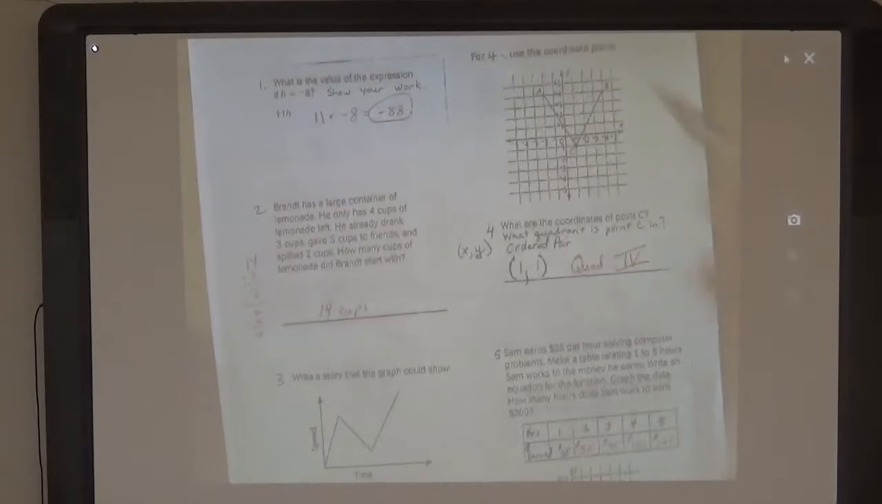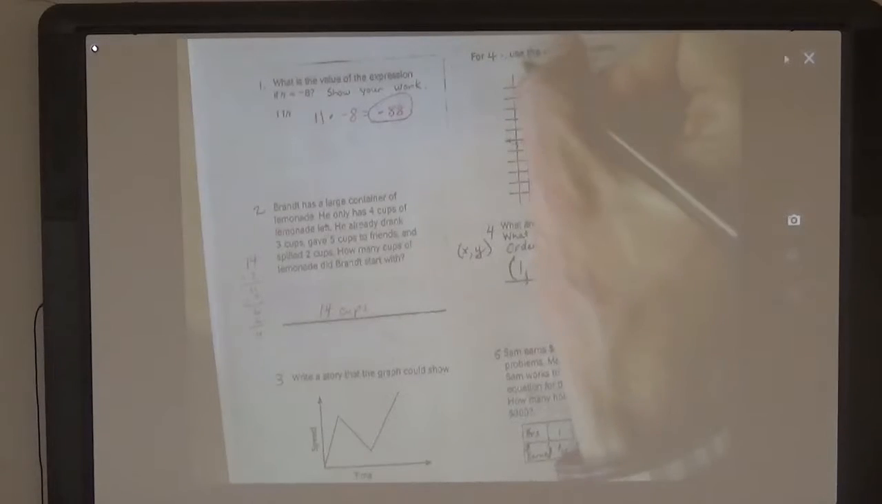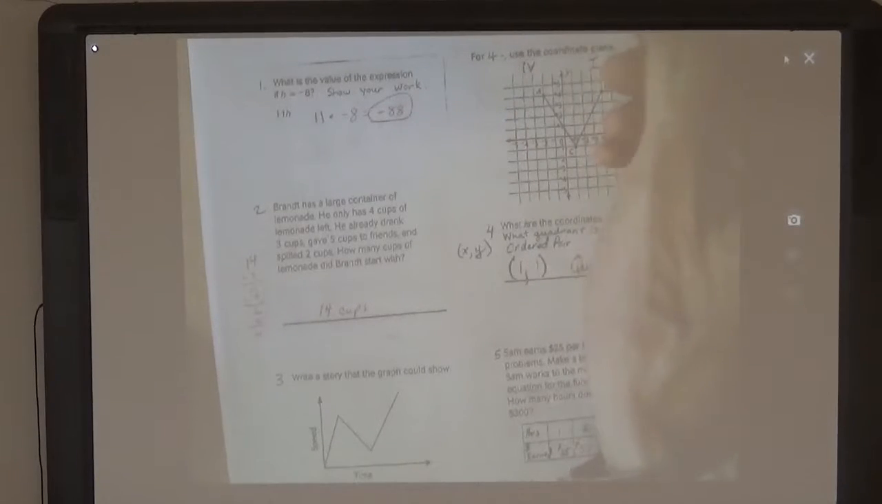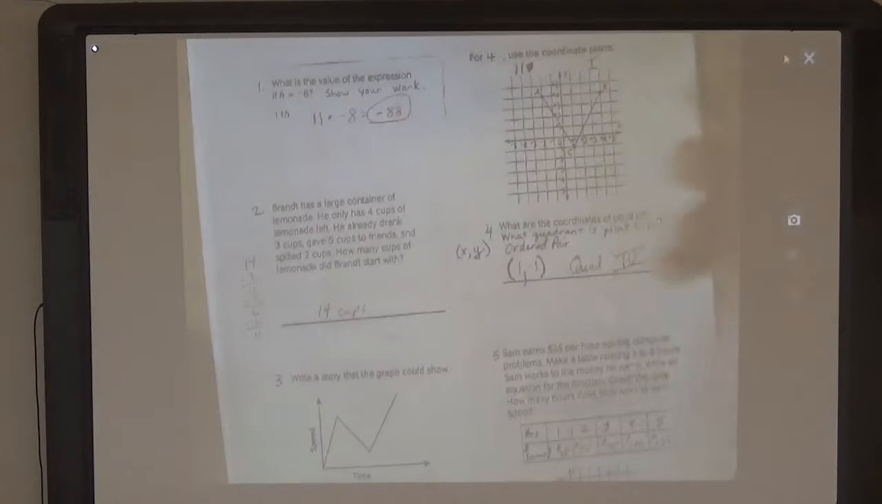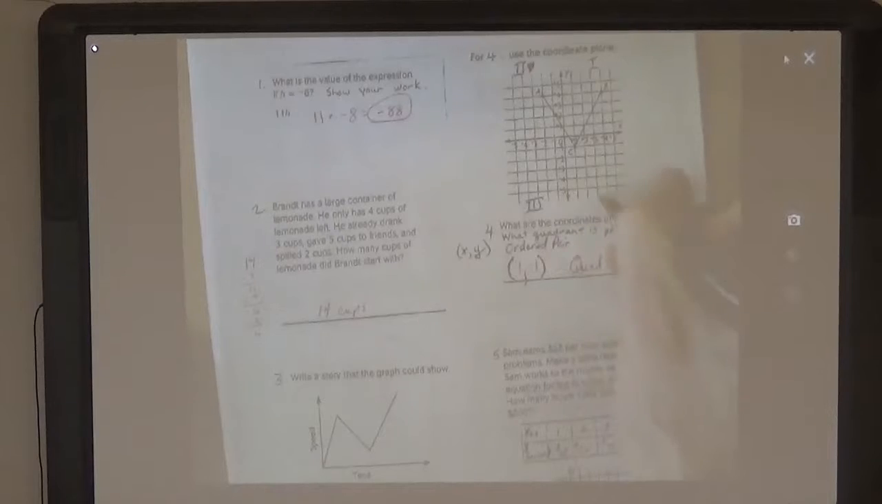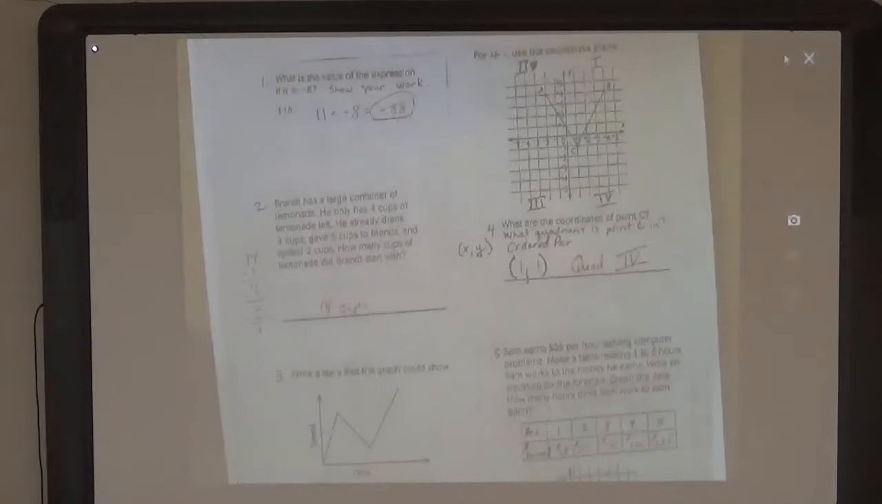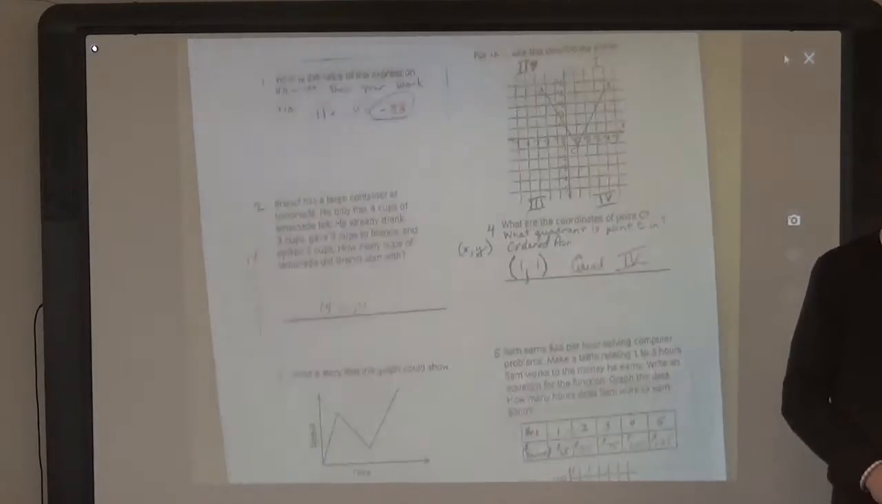It's in quadrant 4. The quadrants are 1, Roman numeral 1, so it's written with an I. Yes, for I you do, otherwise it looks like a 1. And 2, II. And then 3, III. And 4, IV. If they didn't put the lines over them, please do that. Put those lines over the numbers. Okay?